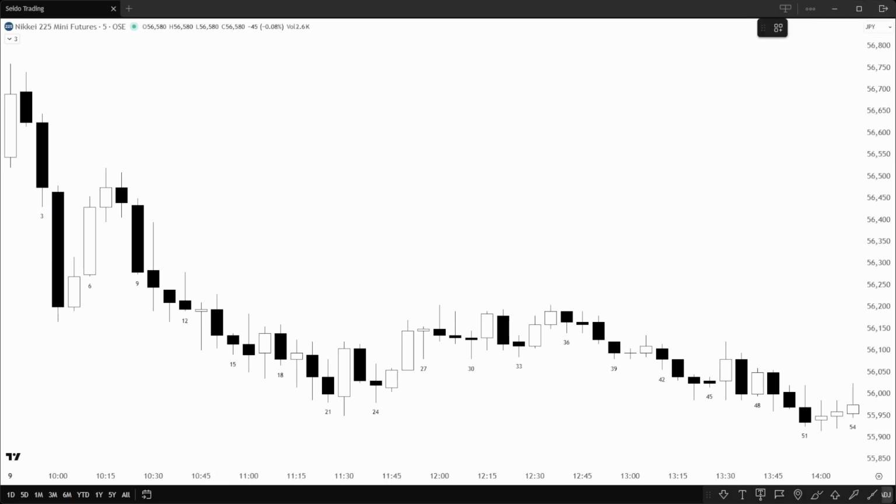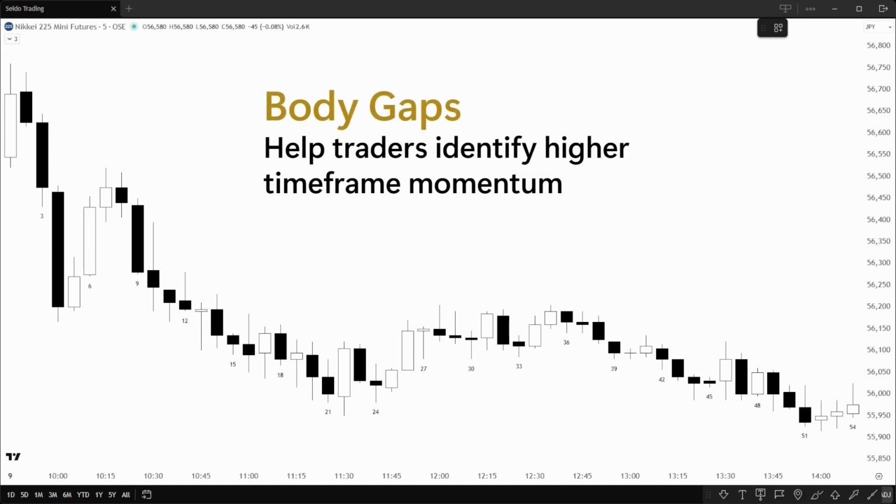Rather than using the wicks to form gaps, we can also use the bodies. That is the open and close of adjacent swing highs and lows. We call these body gaps. So on this example, there's a body gap between bar 1 open and bar 7 close. When gaps form both on individual candles and across swing points, it reflects strong bearish momentum.